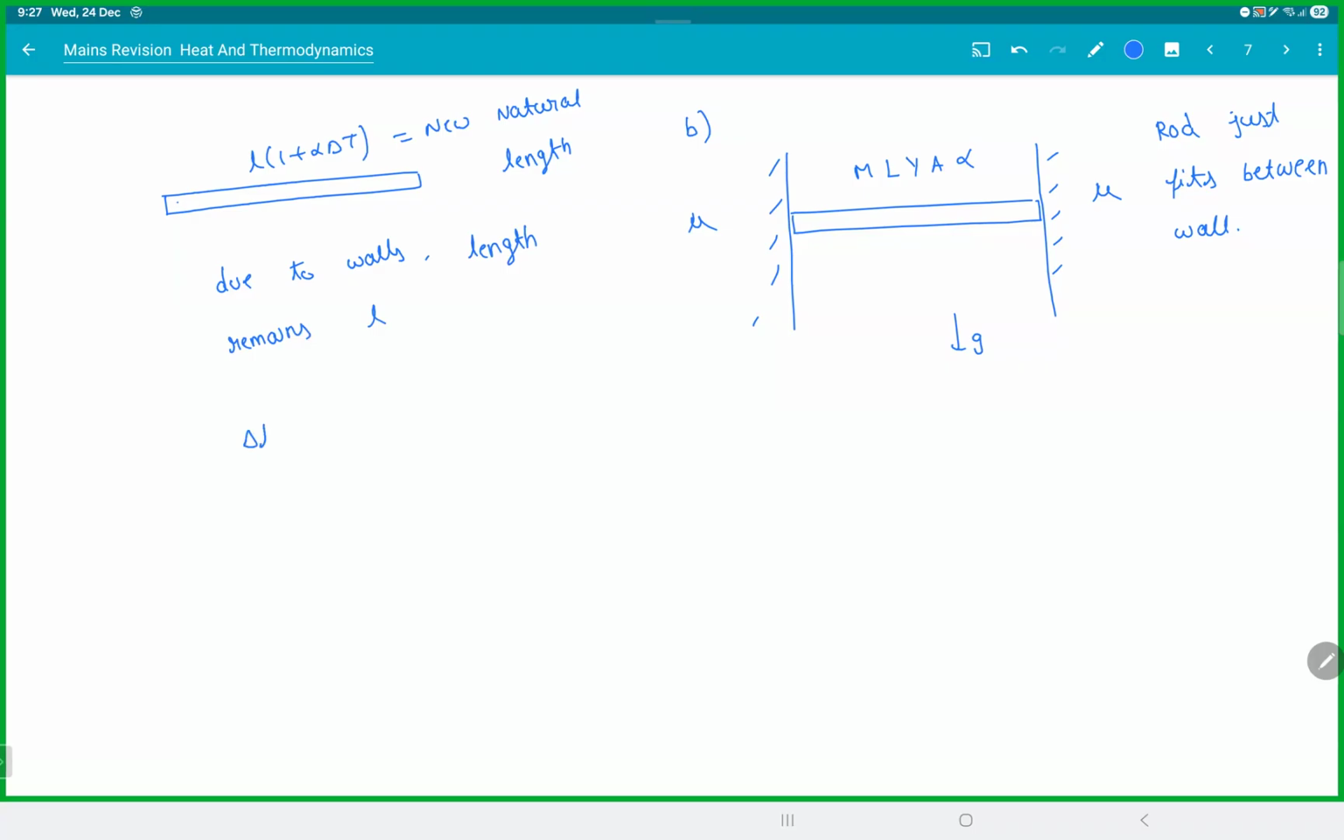So when you take delta L, that will be L final, which is L into 1 plus alpha delta T. So if you ask the rod what is happening to you, the rod will say, boss, I'm compressed. The rod feels it got compressed. So you should not be comparing with the initial length. You're always comparing with the new natural length. The rod feels it got compressed.